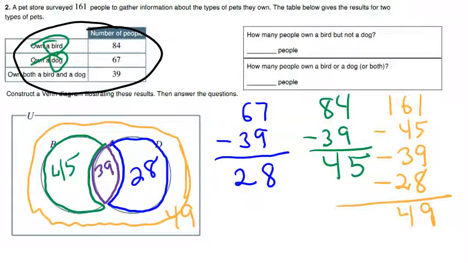Now, let's go to the questions. How many people own a bird but not a dog? Well, if you're a bird and not a dog person, you're right here, 45.